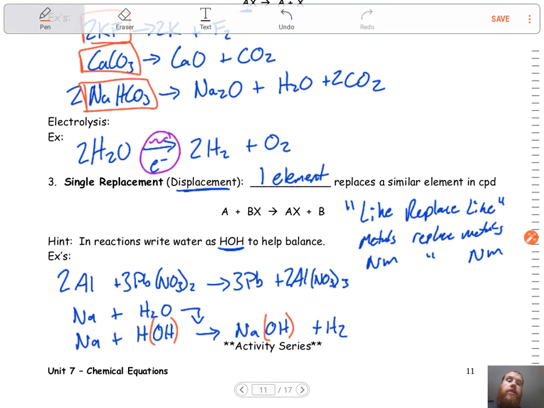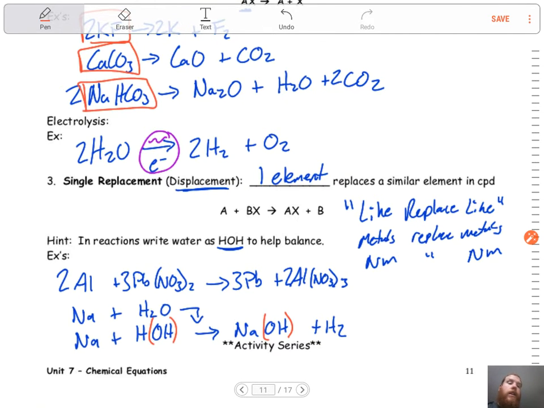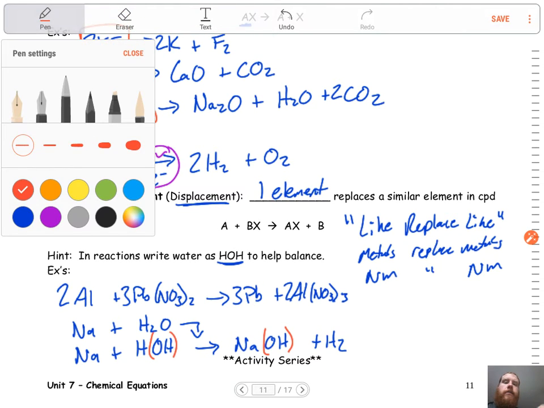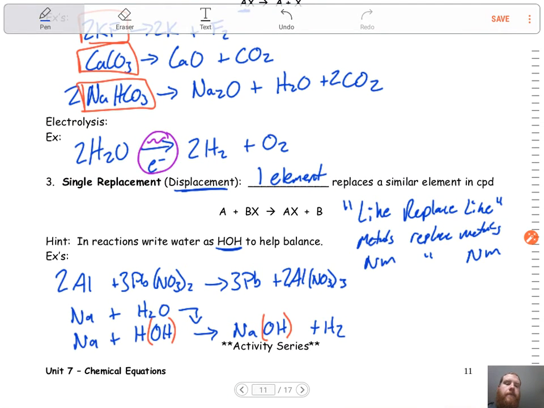You can leave it as H2O. It may make your life easier though to do it as HOH and then balance the polyatomics as a package deal. Again, that's up to you. All right. In this case, to balance it, you would need a 2 here, a 2 here, and a 2 there.